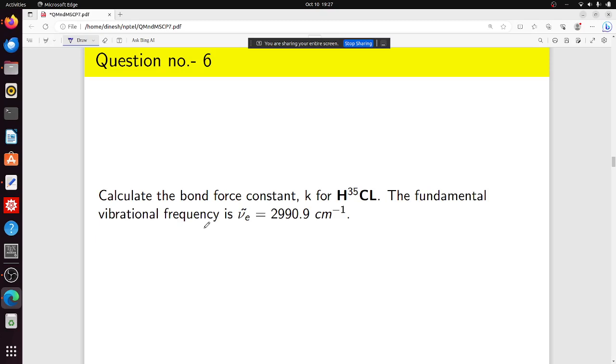Okay, moving on to the next question. Calculate the bond force constant K for the HCl molecule, and the fundamental frequency is given as 2990.9 centimeter inverse. So we are considering vibrational frequency. So the assumption is this system is a harmonic oscillator.